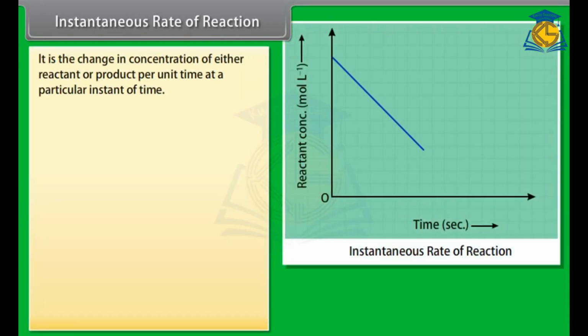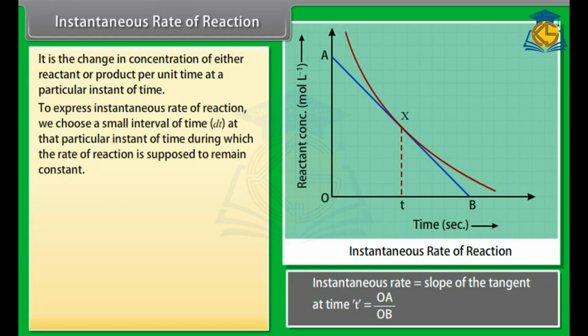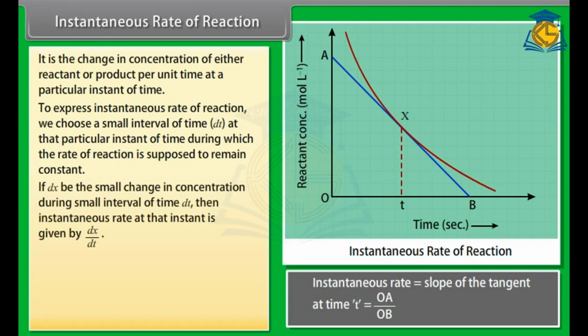It is the change in concentration of either reactant or product per unit time at a particular instant of time. To express instantaneous rate of reaction, we choose a small interval of time at that particular instant during which the rate of reaction is supposed to remain constant. If dx be the small change in concentration during small interval of time dt, then instantaneous rate at that instant is given by dx by dt.